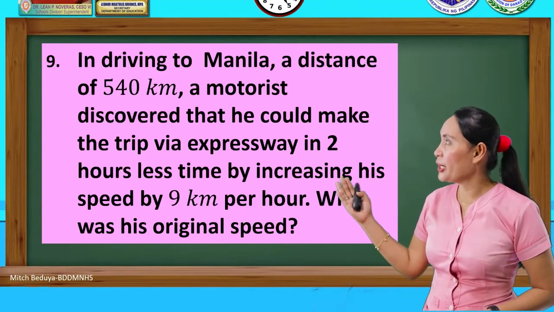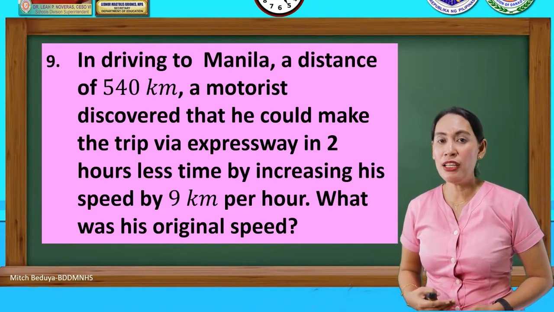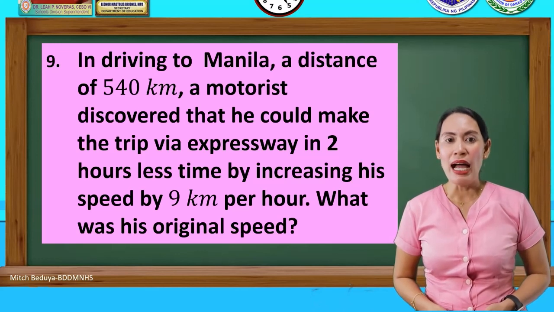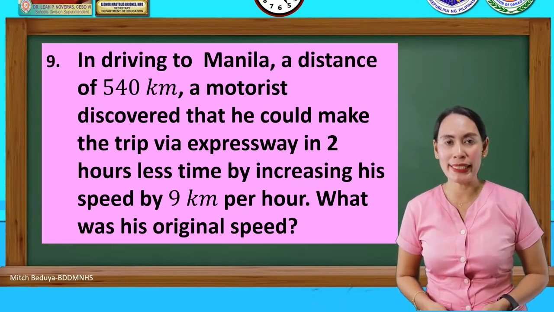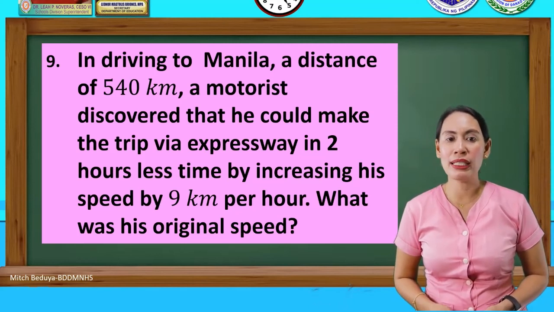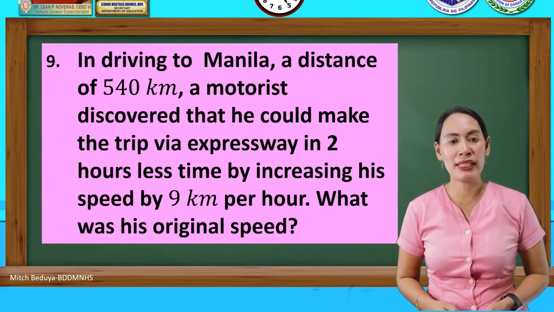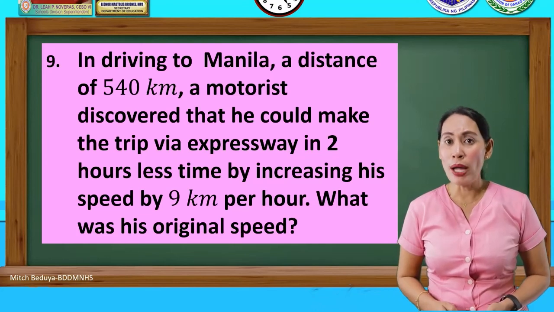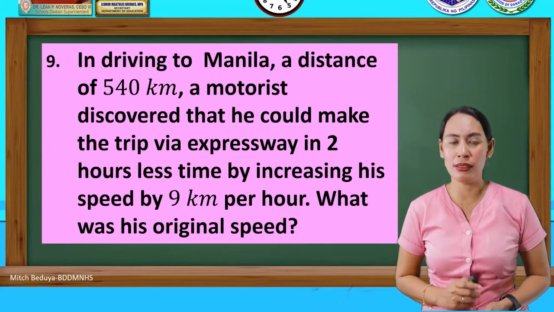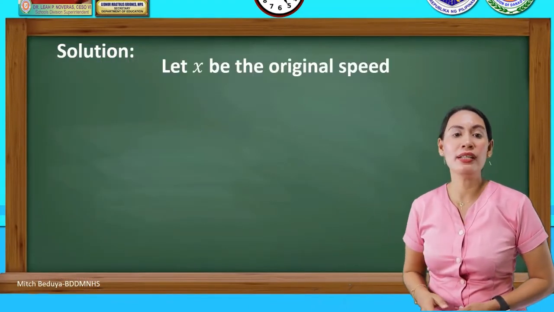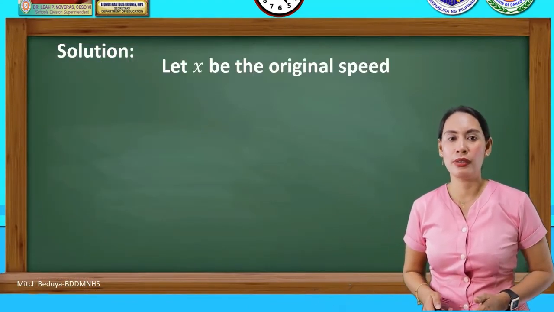Next, problem number 9. This problem involves distance. In driving to Manila, a distance of 540 kilometers, a motorist discovered that he could make the trip via expressway in 2 hours less time by increasing his speed by 9 kilometers per hour. What was his original speed? So here's the solution. Let x be the original speed.